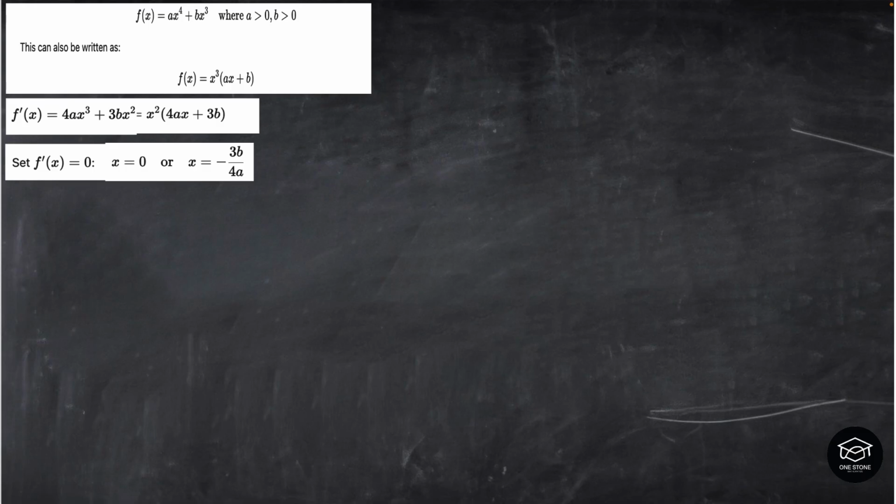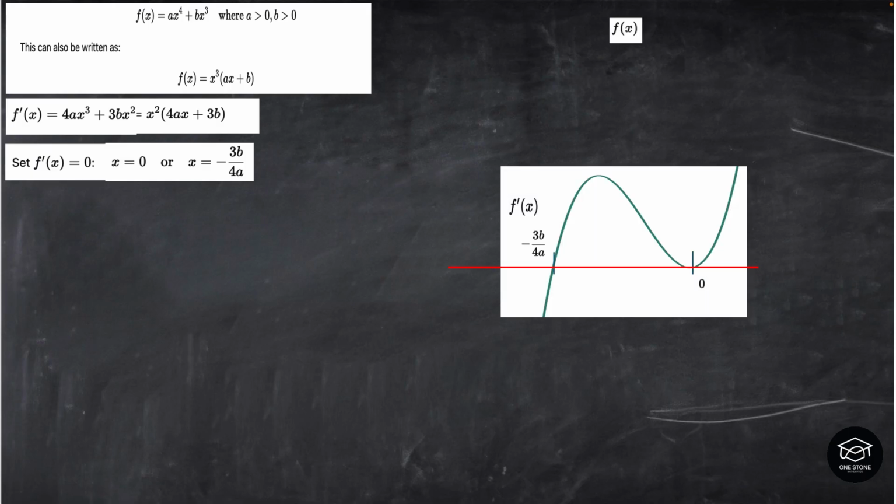Next, we analyze the sign of the derivative. When x is less than negative 3b over 4a, the derivative is negative, so the function is decreasing. Between negative 3b over 4a and 0, the derivative is positive, so the function is increasing. And when x is greater than 0, the derivative is still positive, so the function continues to increase.